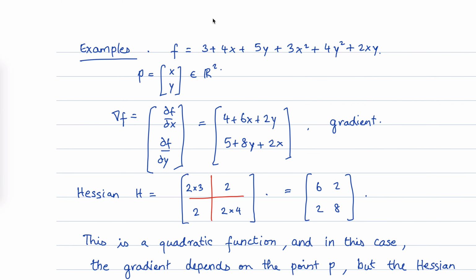For a quadratic function, and this is a quadratic function of two variables, the Hessian is a constant. The gradient itself is not a constant. The gradient depends on x and y. But the Hessian is a constant, and that's because it is a quadratic function. If you have a more nonlinear function, the Hessian will not be a constant, the gradient will not be a constant, etc.